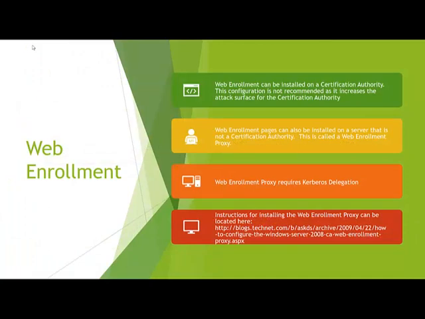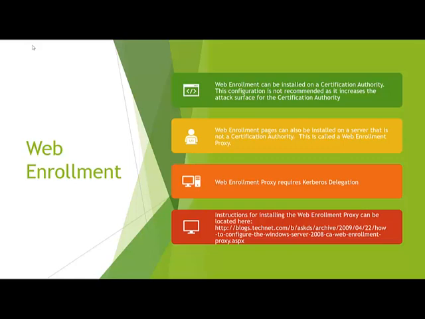So the web enrollment role service can be installed on the CA. It's not recommended that you install it on the CA because the CA, the certification authority, is really a sensitive system, similar to the way that domain controllers are a sensitive system. Consider if you're using the tiered model to Active Directory administration, they're at tier 0. So basically, you don't want to install additional services on the CA like a web server because it just increases the attack surface.